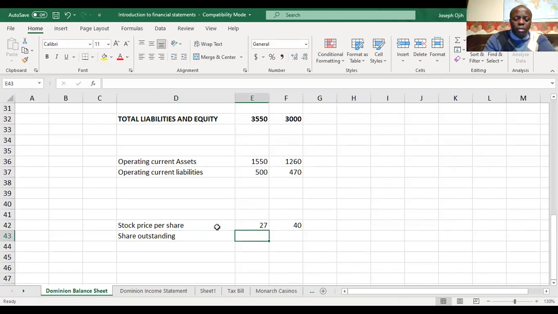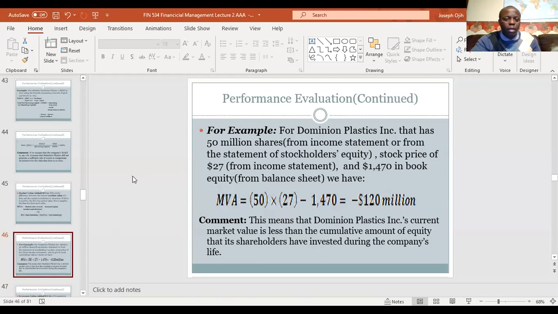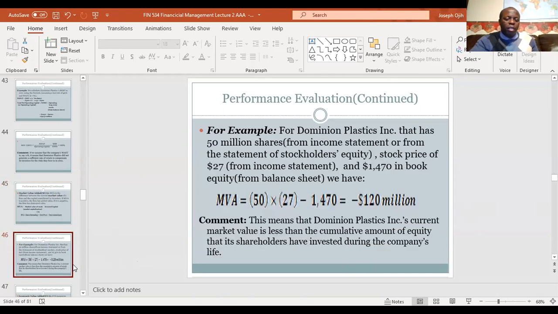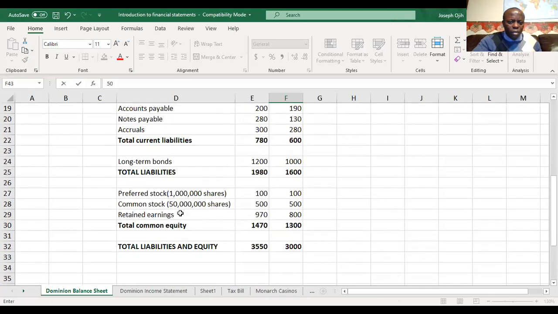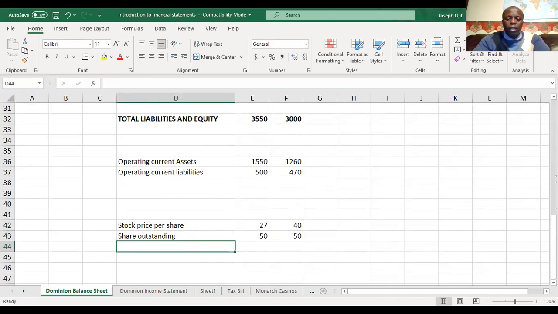They have 50 million shares. Now, the next part of the formula we need is the total common equity. Our total common equity is right there in the balance sheet. You can see it in the balance sheet, total common equity, right here. So in that case, you can calculate the MVA.